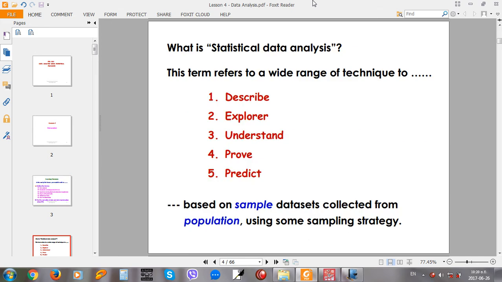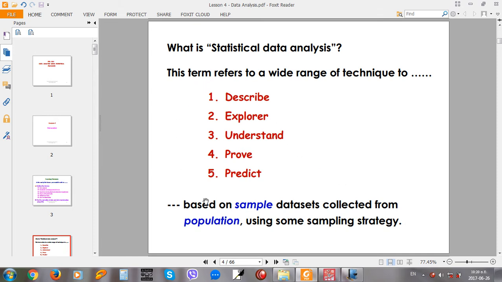First of all, we will consider what statistical data analysis is. This term refers to a wide range of techniques to describe, explore, understand, prove and predict the data, based on sample data sets collected from the population using a sampling strategy. So here you can see there are two words, sample and population, and sampling strategies.